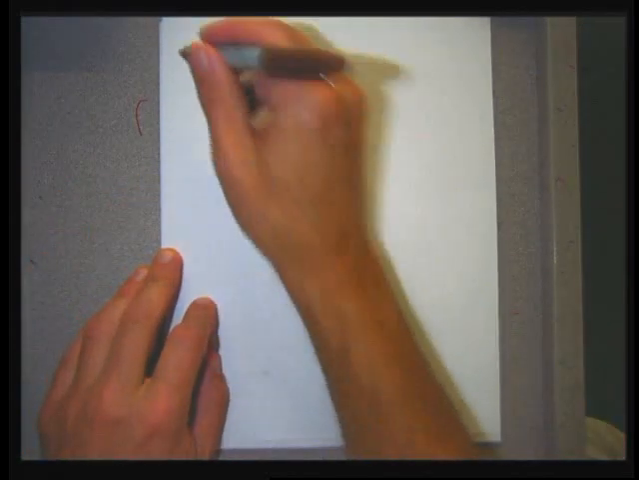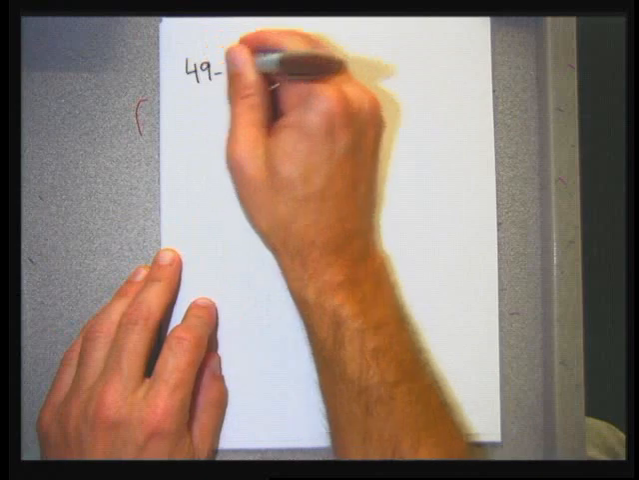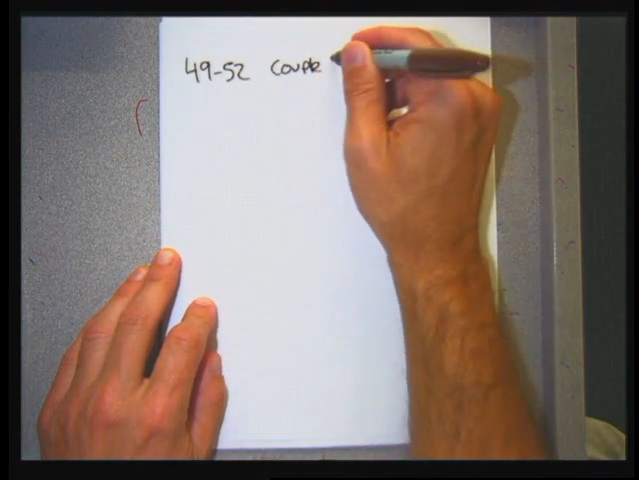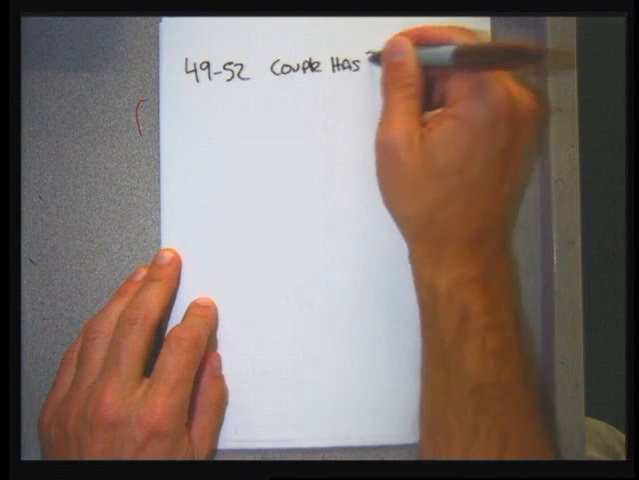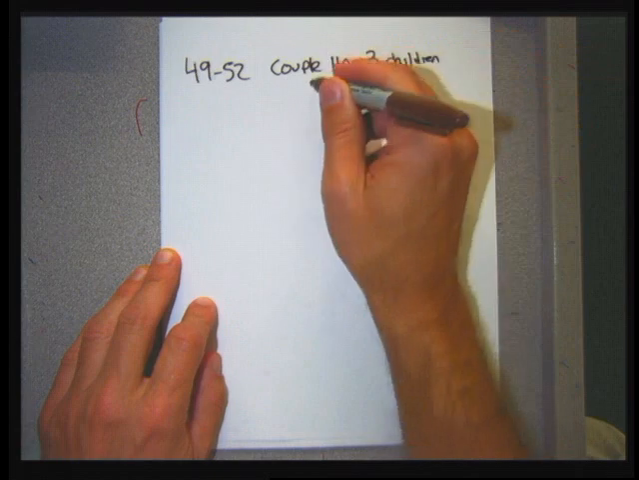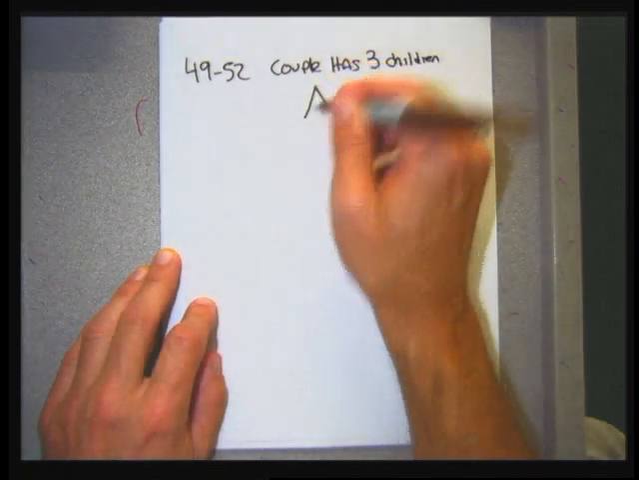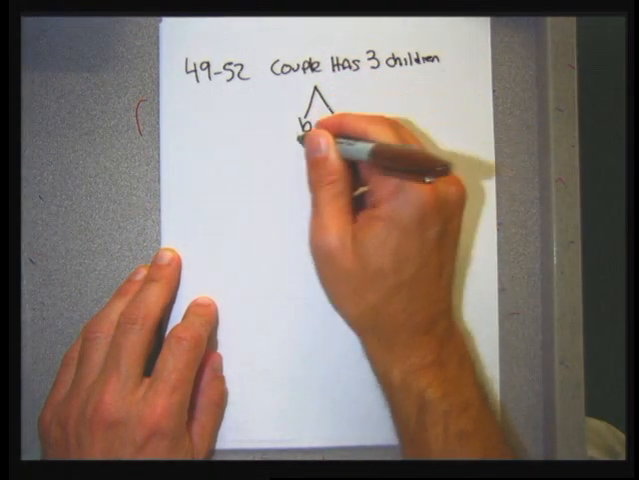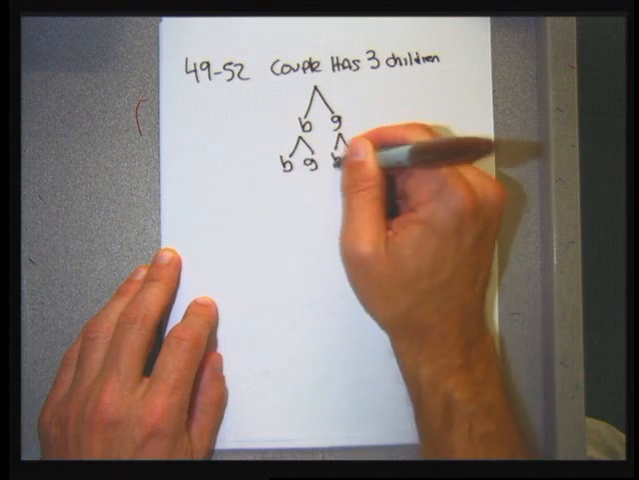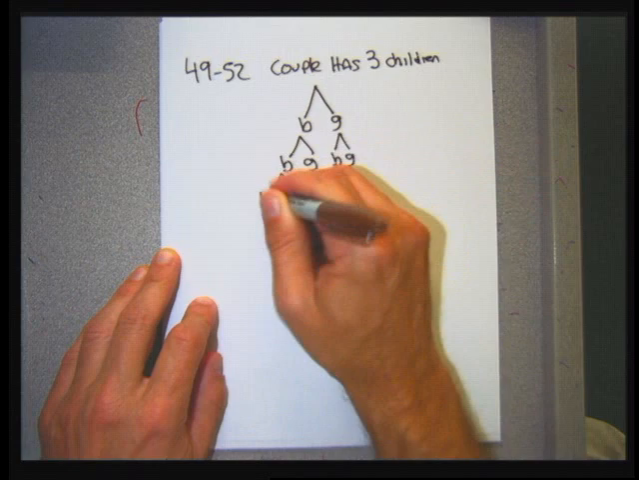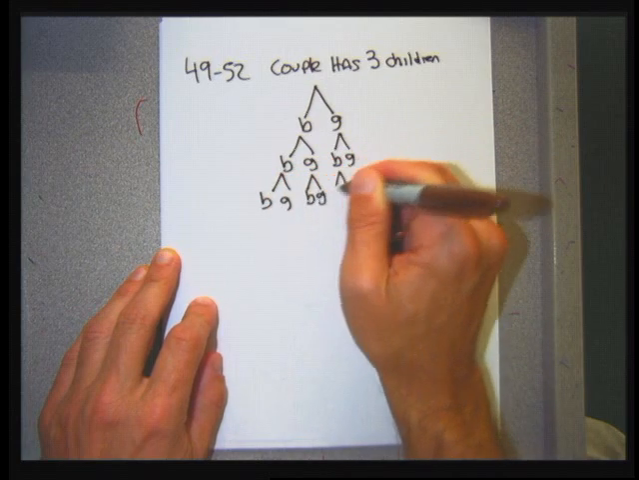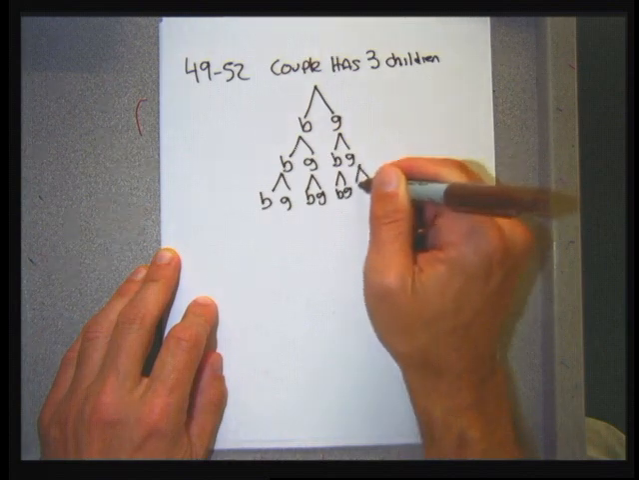So for 49 through 52, the couple is going to have 3 children. And I'm going to list down a string of boys and girls. There's going to be 8 elements. My first child could be a boy or a girl. My second child, depending on what the first child is, still could be a boy or a girl. And my third child can be a boy or a girl, regardless of what the first 2 children are.